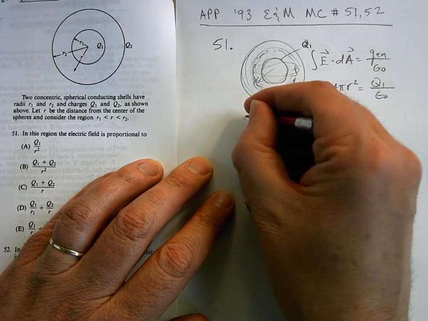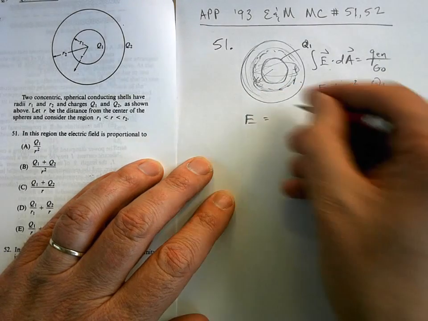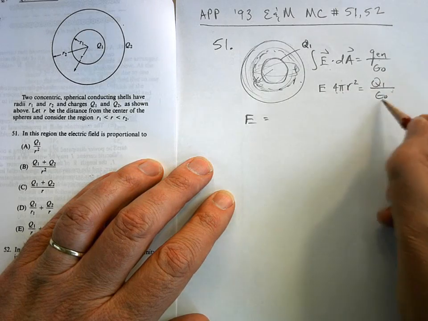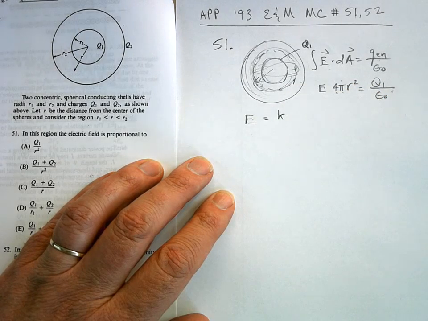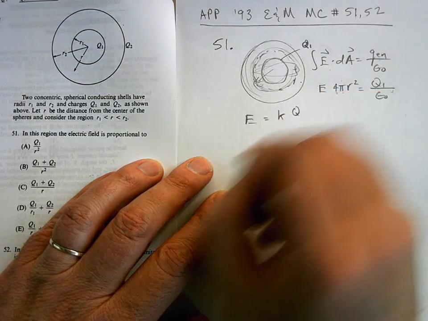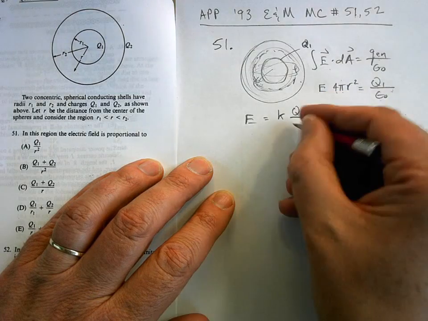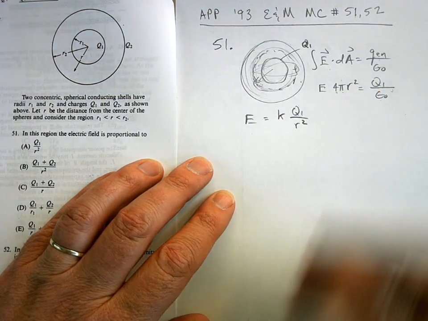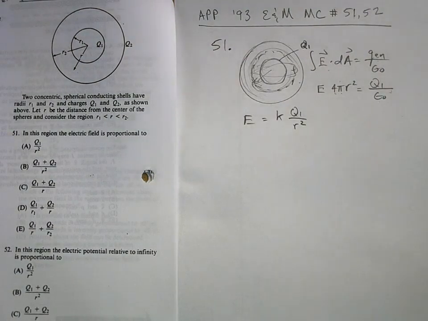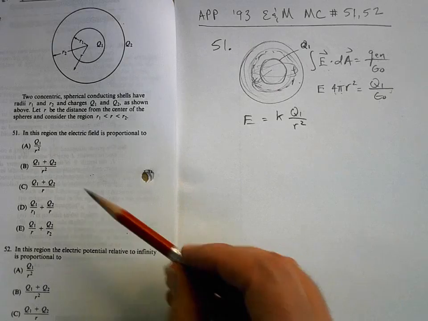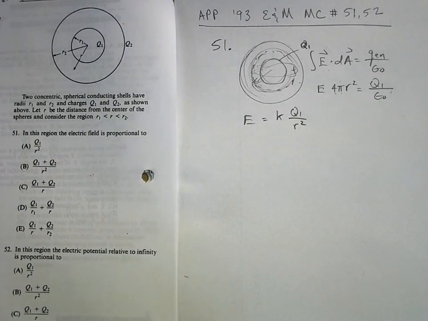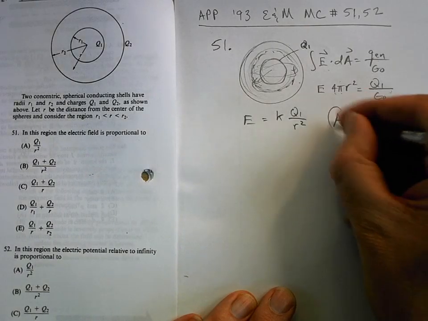And, of course, we get E equals, when you divide by 4 pi, you get 4 pi epsilon naught, which is K, and then you've got Q1 over, and you have to divide by R squared. And this is R squared, not R1 or R2, just R. So in this region, the electric field is proportional to Q1 over R squared, and that's why the answer is A.